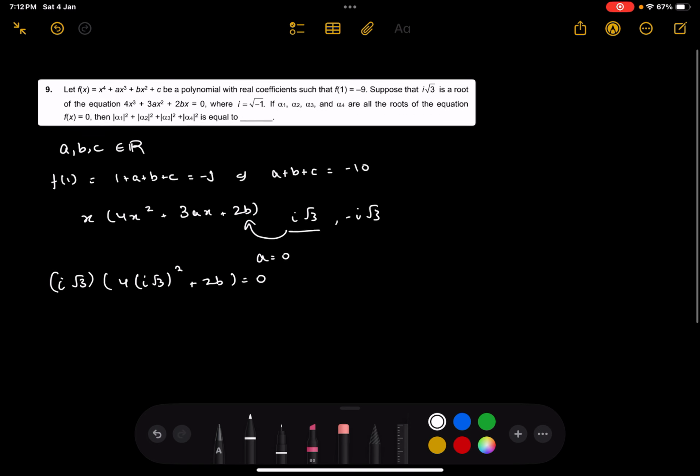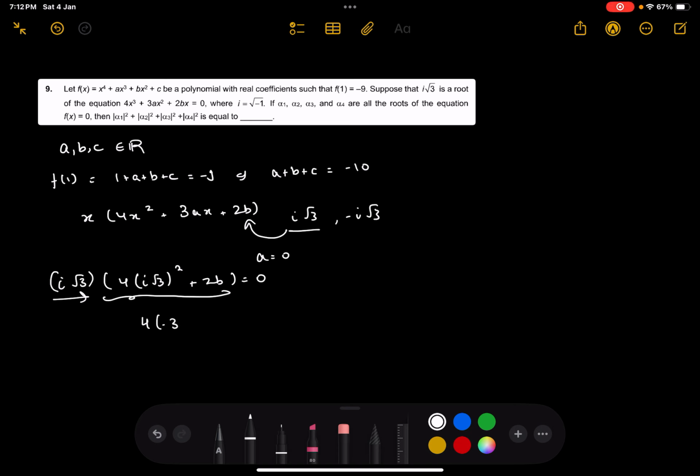So I just substituted, so this is not 0, so this thing has to be 0, which gives us 4 into -3 plus 2b equals 0, which gives us 2b equals 12, b equals 6. Remember a was 0, b is 6. This holds, giving us c equals -16.